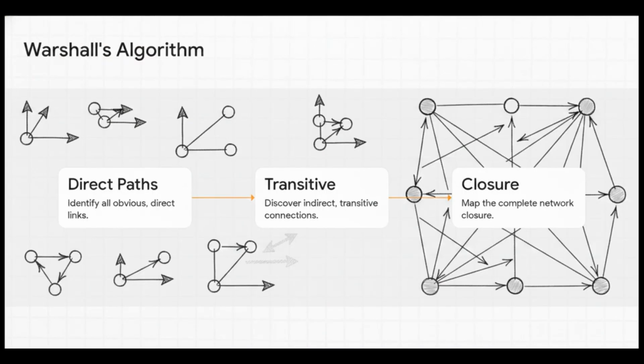Now, you might be wondering, how do we actually find all these hidden connections in a massive web of data? Well, we use Warshall's algorithm. It is this brilliantly logical step-by-step procedure. Step 1, you identify the direct paths, the obvious A to B links. Step 2, you discover the transitive connections. That just means if A connects to B and B connects to C, the algorithm is smart enough to figure out that A can ultimately reach C. And then step 3, it maps the complete network closure. This essentially reveals every single possible path, whether direct or indirect, within that entire digraph.